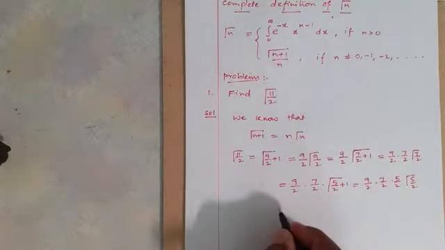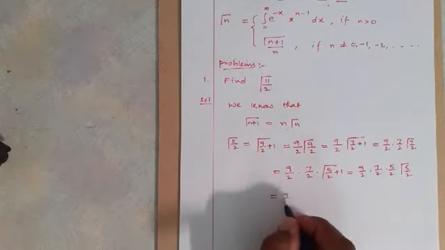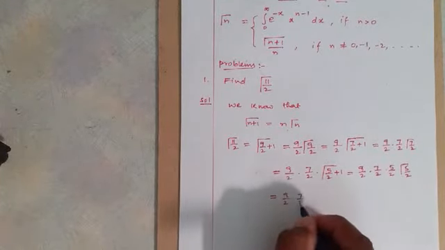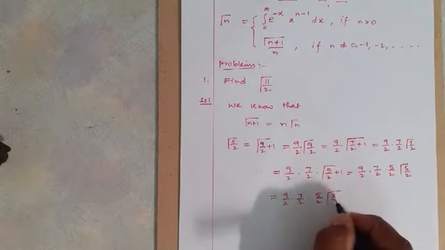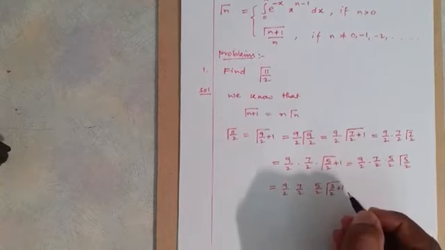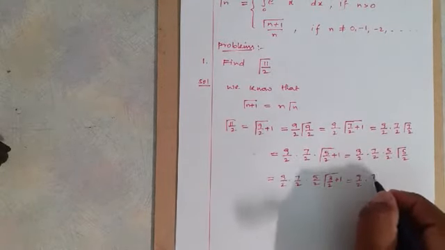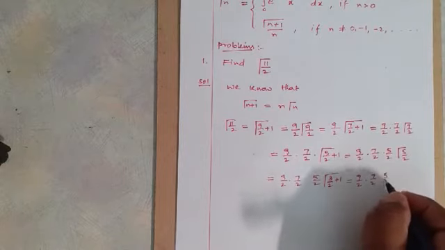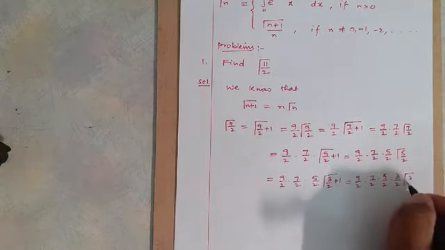Likewise we have to continue so that we can get the last result, that is 9 by 2 into 7 by 2 into 5 by 2 gamma 3 by 2 plus 1. Again when you write this, then this becomes 9 by 2 into 7 by 2 into 5 by 2 into 3 by 2 gamma 3 by 2.